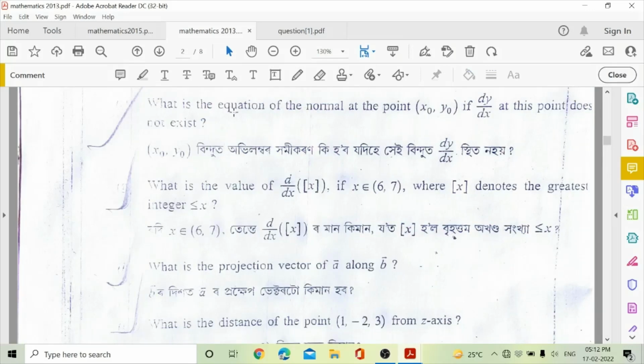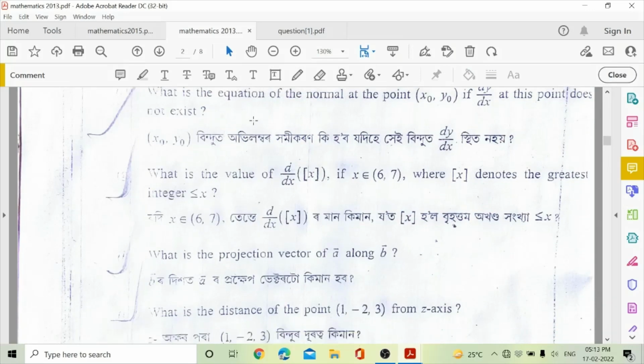Next question. So what you have got actually? So here in this case, we have got that y minus y naught is equal to 0, or you can write down y is equal to y naught. Correct? So next one. So what is the value of d by dx of greatest integer of x?